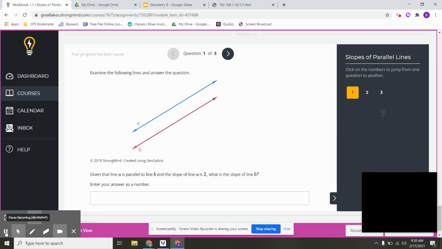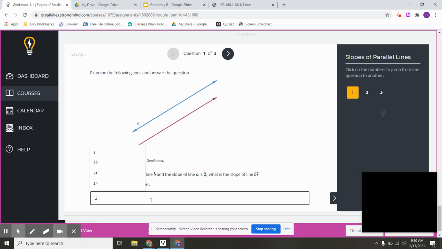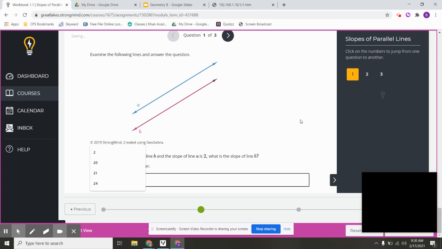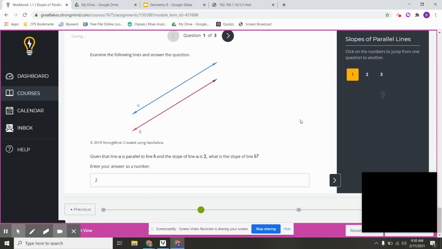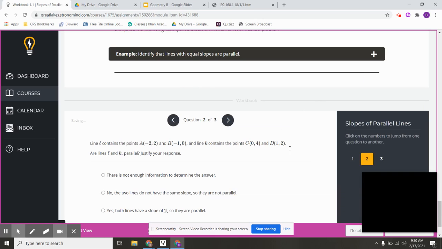So here's workbook 1. It says, examine the lines and answer the questions. Given that A is parallel to B, so we know they're parallel, and parallel is code for the same slope. And if we know the slope of line A is 2, what is the slope of line B? Well, same slope means that that has to be 2. And then we can go to the next question.